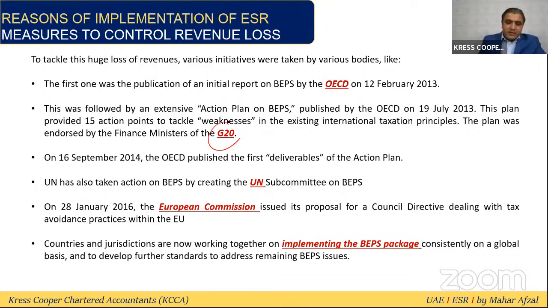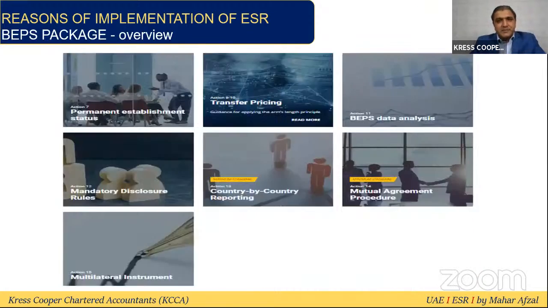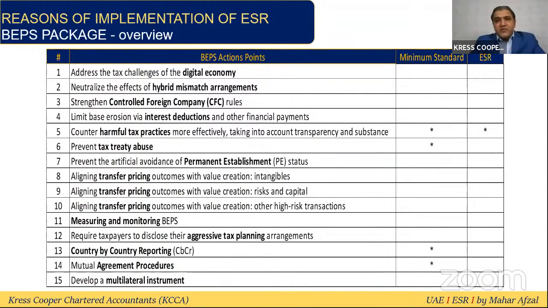Then G20 countries came in between. Then the UN came in between. The European Commission came in between. Finally, they decided on 15 BEPS action points. These are the 15 action points of the BEPS, which are available on the OECD site as well. So out of the 15 action points, these minimum 4 are the mandatory points. And out of these, ESR falls in the harmful tax practices.